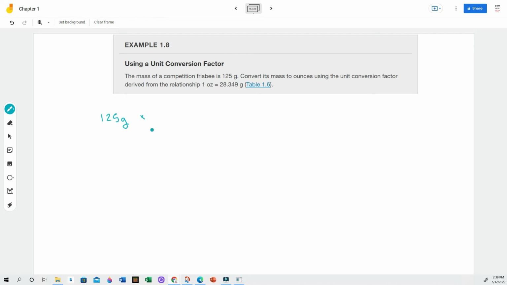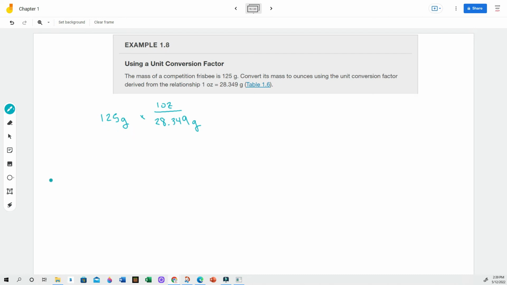So I am going to multiply this by 1 ounce over 28.349 grams. Now, the reason why this works is this ratio here is actually equal to 1 because 1 ounce equals this many grams. These are equivalent, hence the equal sign here. So all we're doing is we're taking our original mass and we are multiplying by 1. This is how conversions work.